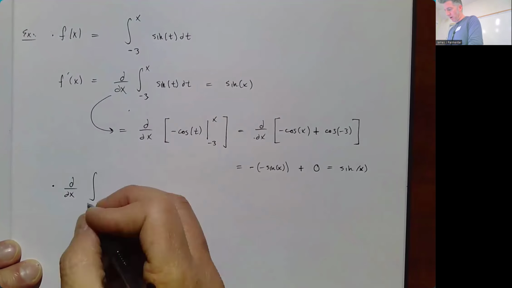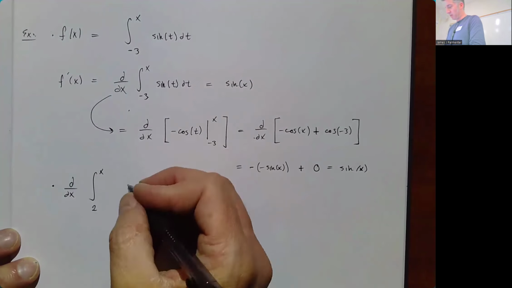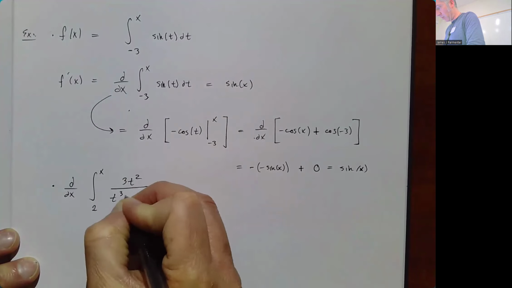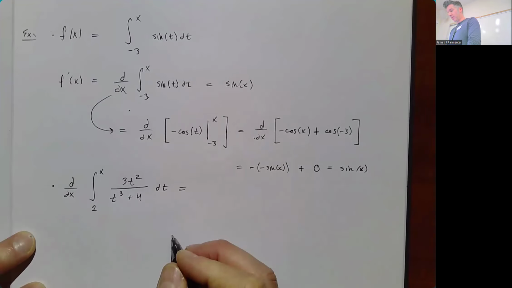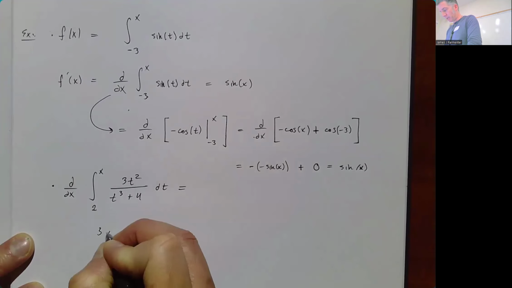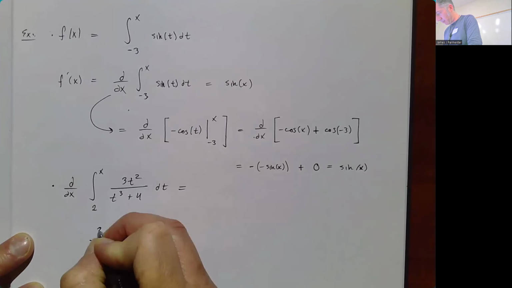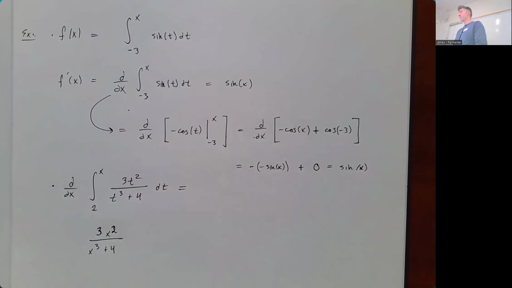Let's say the derivative of the integral from 2 to x of 3t squared over t cubed plus 4 dt. I don't want to find the antiderivative here. I could. It's doable. We don't have to. We should just be able to say that this is going to equal 3x squared over x cubed plus 4.